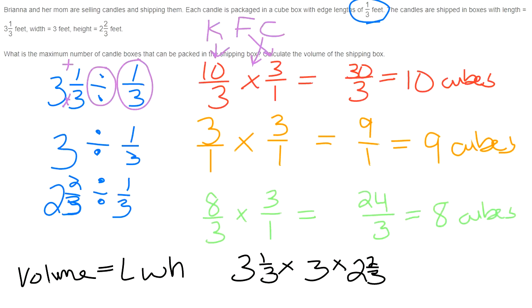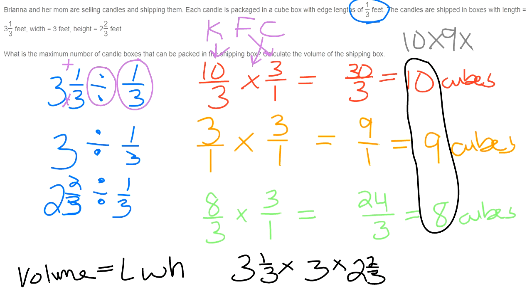We're almost done. Okay, sorry about that, guys. Maya, thank you for reminding me. We need to find out how many cubes we need. And to do that, we're going to do 10 times 9 times 8 to find the total number of cubes we need. Juan, thank you. That's 720 cubes. To fill the box, we need 720 candle boxes.